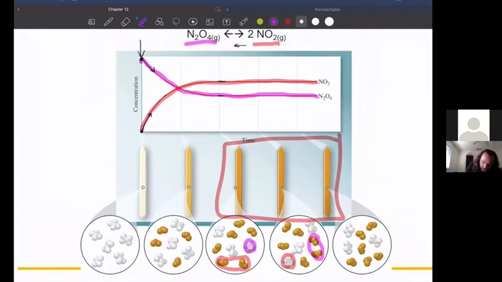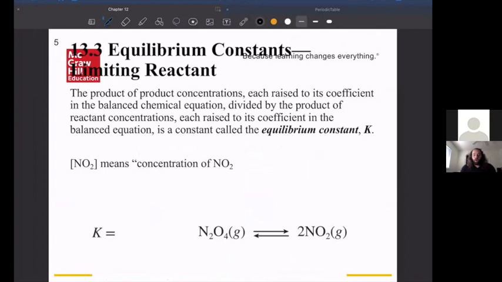And we can see that it's equilibrium because the concentrations of each species do not change over time. All right, so we can quantitatively talk about the equilibrium of a reaction using the equilibrium constant. And this will relate the concentration of the reactants to the concentration of the products.